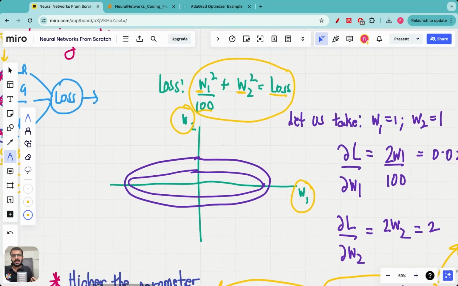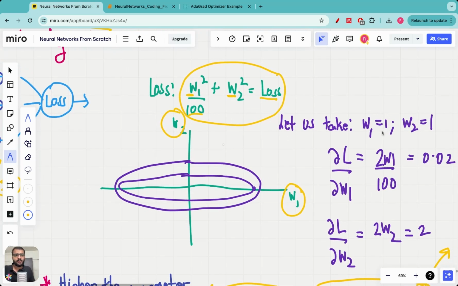So let us do some calculations. Let us take w1 equal to 1 and w2 equal to 1. It will probably lie somewhere around here, 1 comma 1, right? And I want to find the partial derivative of loss with respect to w1, and I want to find the partial derivative of the loss with respect to w2.